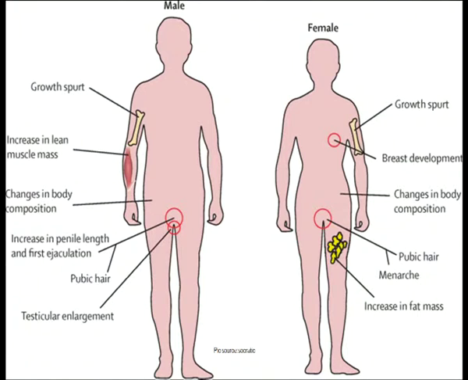This picture shows secondary sexual characters in male and female. As you can see on the left side, there is a growth spurt which is seen in both male and female, increase in lean muscle mass, changes in body composition, increase in penile length and first ejaculation, pubic hair starts coming, and there is testicular enlargement. As compared to this, in female, there is breast development, changes in body composition, pubic hair starts coming, menarche, which is the first menstrual cycle, starts, and increase in fat mass.